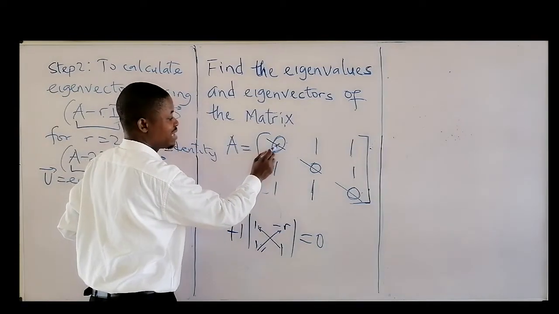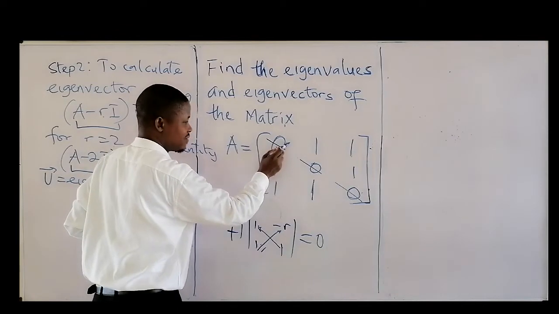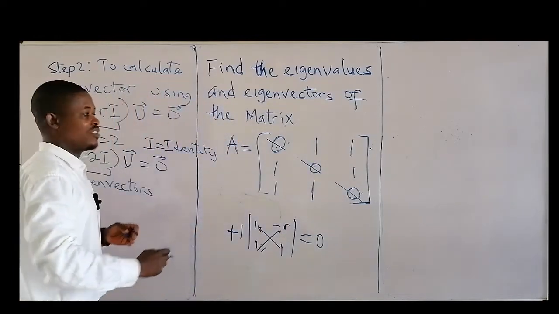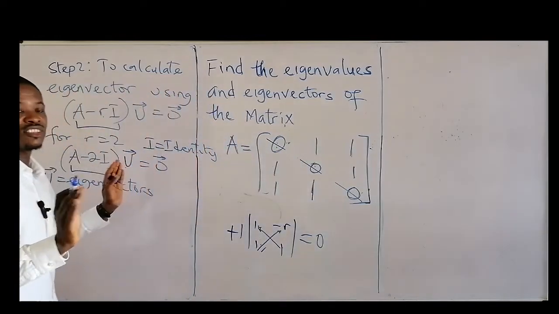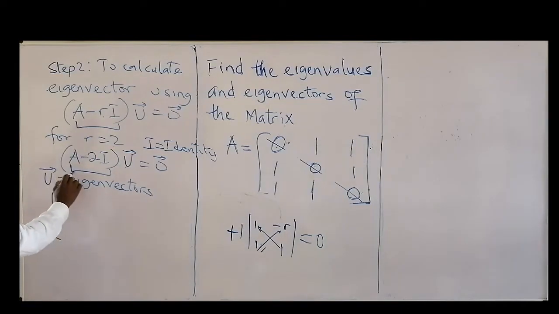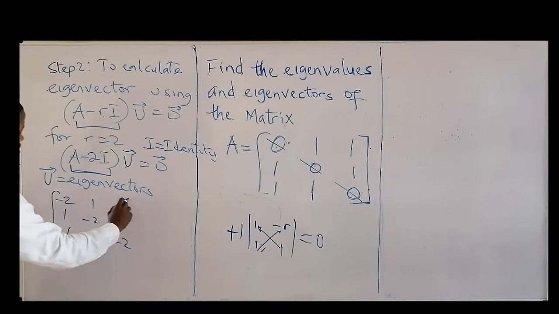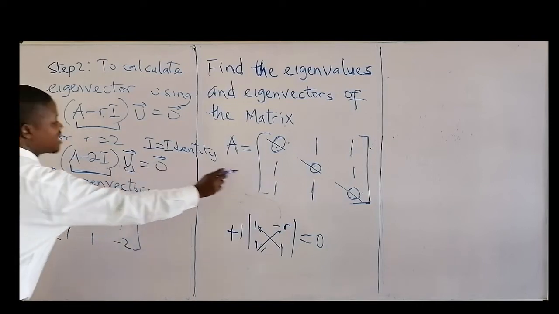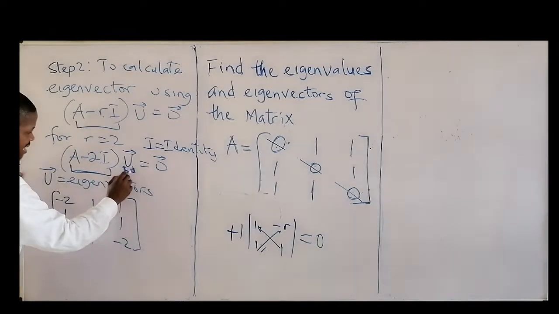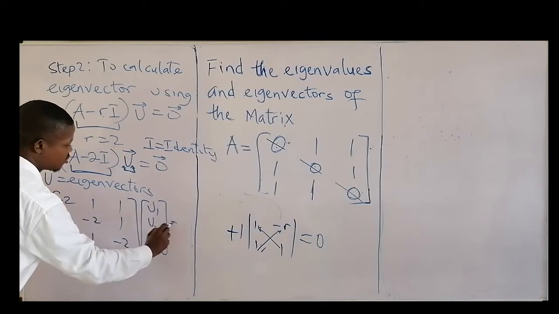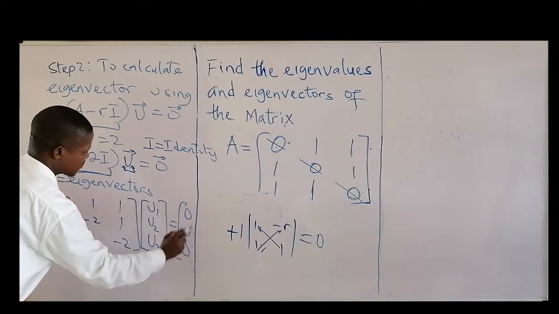What this expression implies is just come back to the leading diagonal and begin to deduct 2 from the leading diagonal. This minus 2, this minus 2, this minus 2, and other values remain constant, they don't change. The matrix becomes minus 2, 1, 1, 1, minus 2, 1, 1, 1, minus 2. Since we are having a 3 by 3 matrix, the components of these eigenvectors will be u1, u2, and u3 equal to 0, 0, 0.